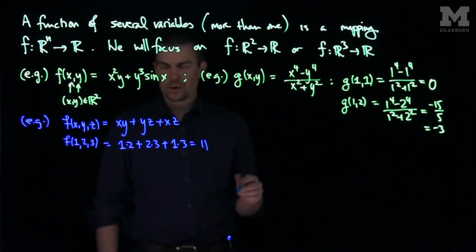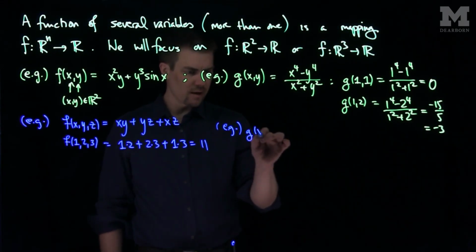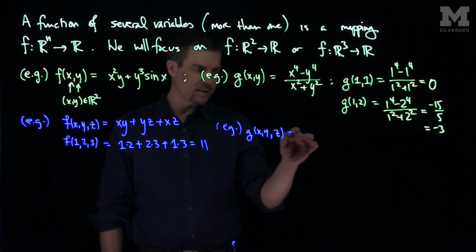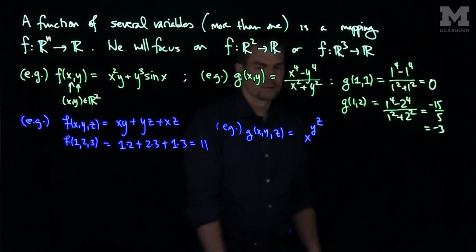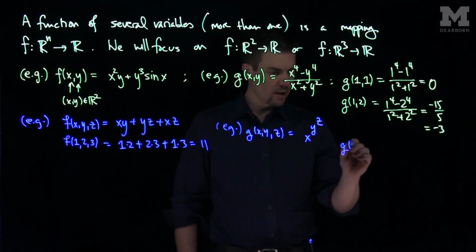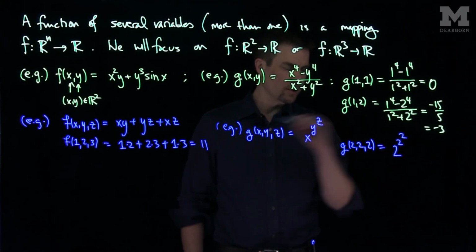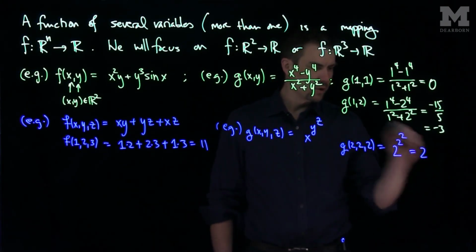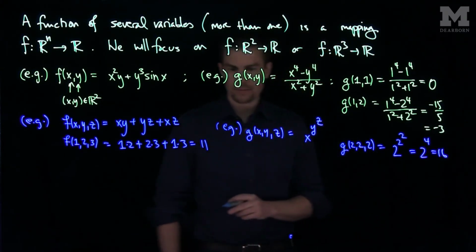Let's do another example of a function of three variables. I look at g of x, y, and z, which is x to the y to the z. So I could plug in the points. I could look at g of 2, 2, 2. That would be 2 to the 2 to the 2. So this would be 2 to the fourth power, and 2 to the fourth power is 16.